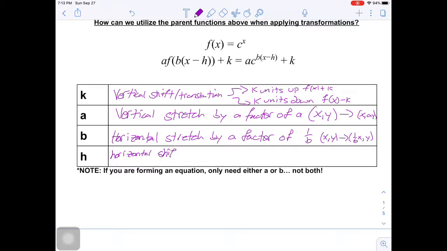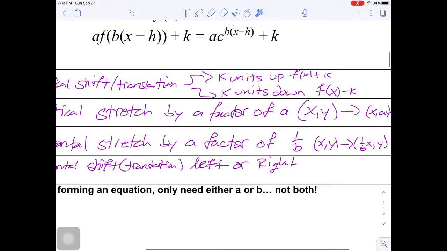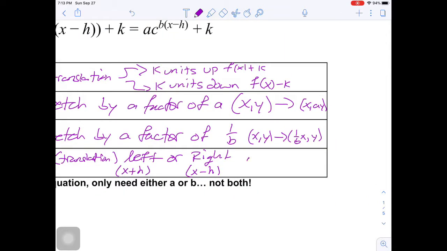And remember, another word for that is translation, left or right, okay? And those happen in maybe the opposite way that you think. We think negative is left, but remember, when we're talking about x values, they lie. X plus h will go left, x minus h will go right. And then if we apply this, so this would be moving it left here. So minus or plus h, sorry, that would be moving it to the right. And then your y values stay the same.